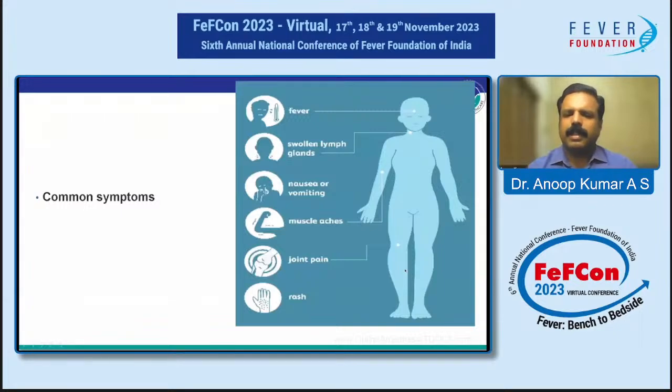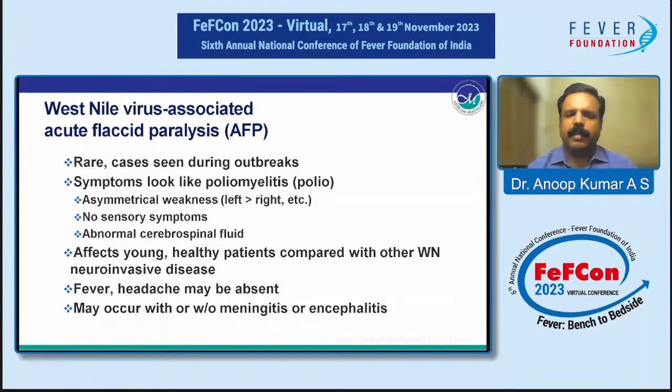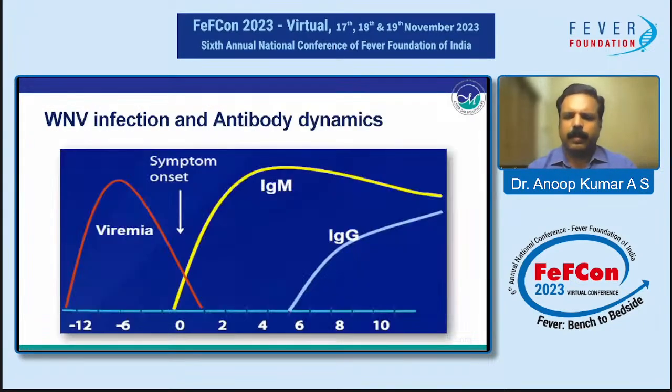Other symptoms like muscle ache, joint pain, etc. It can present with a non-neuroinvasive disease, where it will be difficult to diagnose. And we will be having neuroinvasive disease or encephalitic disease. So especially when the patients are having features of acute flaccid paralysis with polio-like features, we will have to look for West Nile. The same way, when the patients are presenting with GBS-like syndromes also, we will have to screen for West Nile.